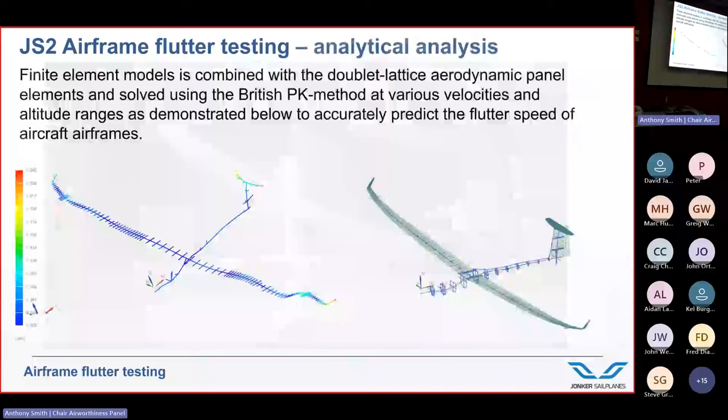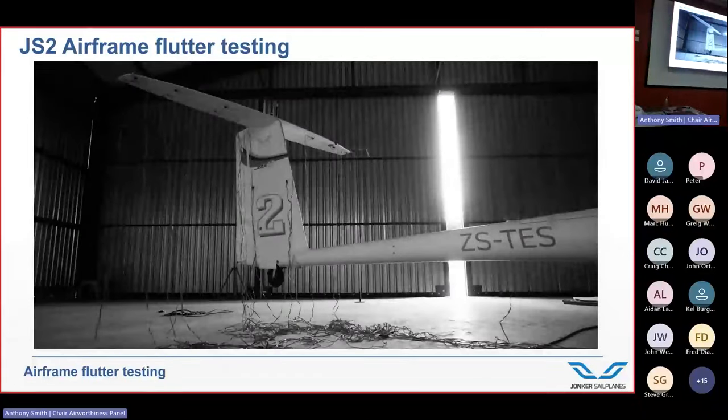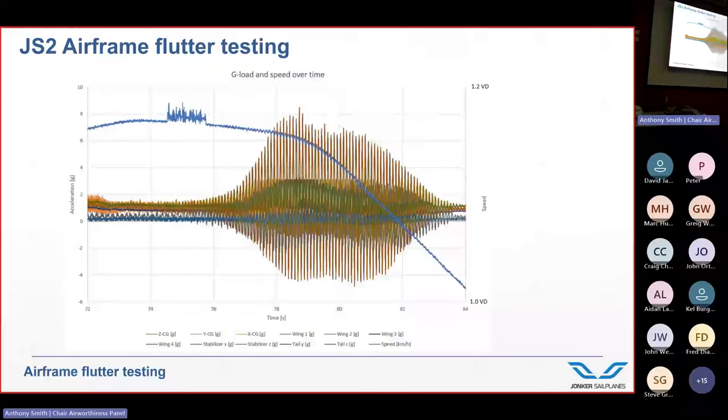I just go back to where we define the different flutter modes, and then physically do a ground vibration test to shake the aircraft and determine the natural frequencies. And then after we've determined the natural frequencies, we have an analytical flutter exercise. And then sometimes we don't believe the flutter companies. They say that we are fluttering between 1.2 VD and a little bit lower, and we are not happy with the results.